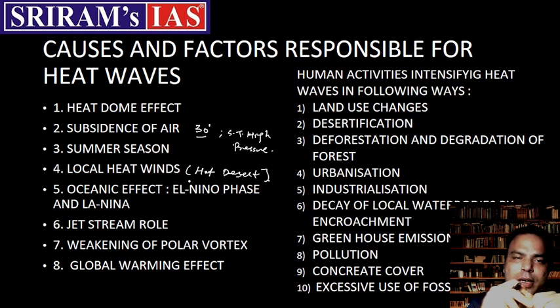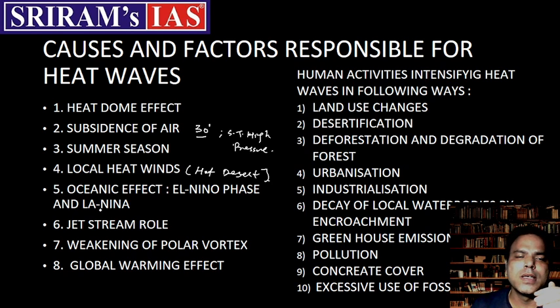Suppose, as an example, during an El Nino year in India, the breaks in the monsoon season will be more. Even the late arrival of the southwest monsoon, or early withdrawal of the southwest monsoon, means less rainfall, less cloud cover. So El Nino is causing drought in India. As a result, heat wave incidents in India in the El Nino phase will be more because of this.